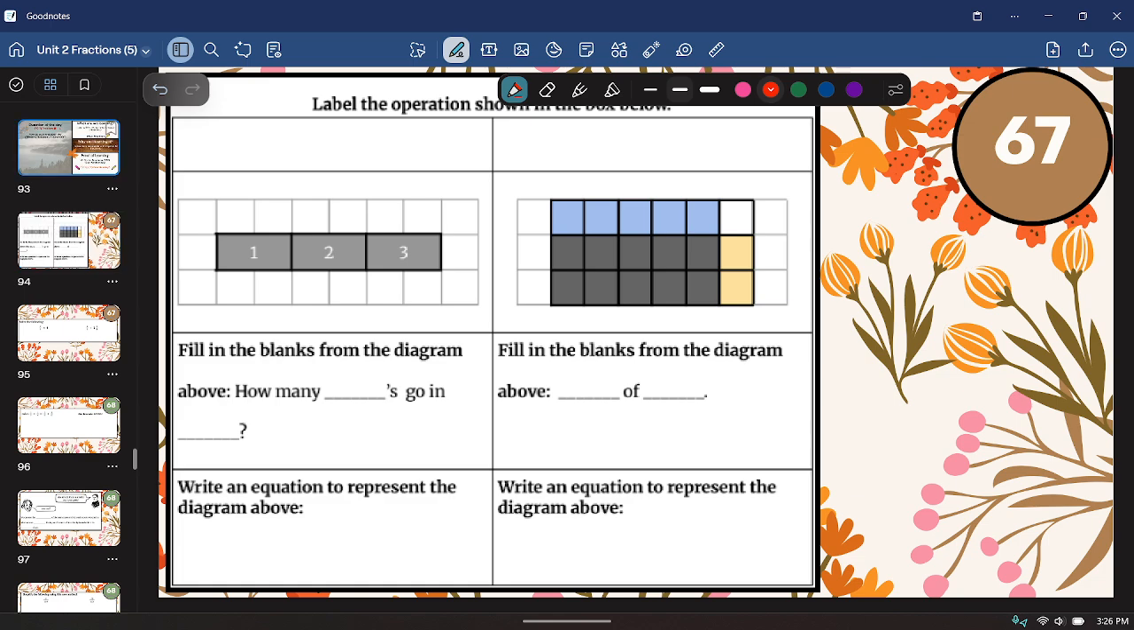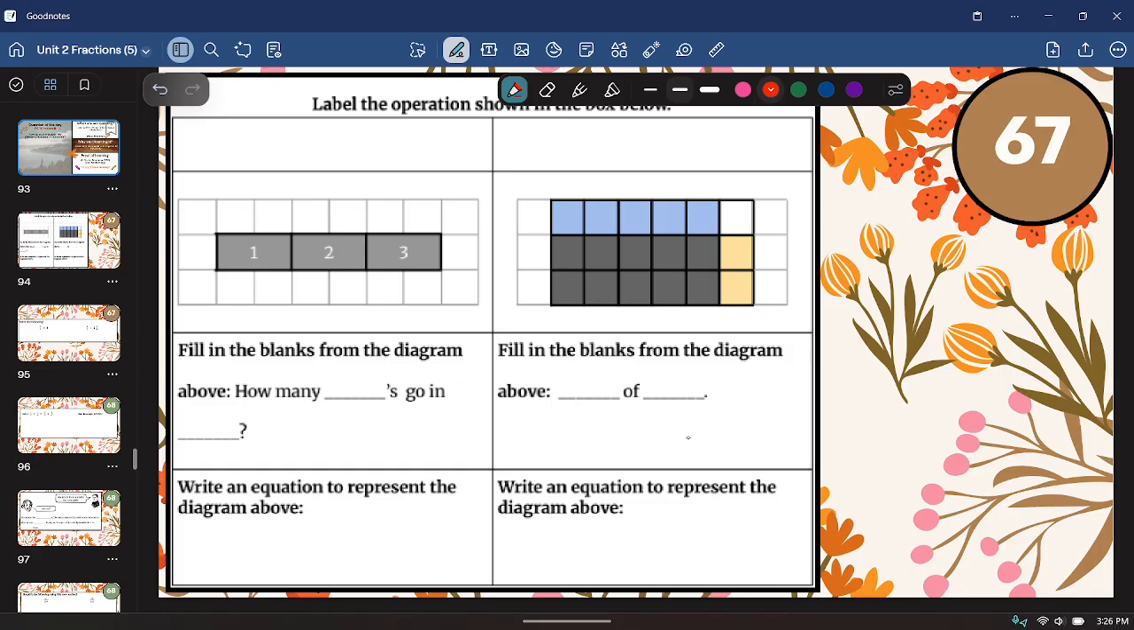All right, open up page 6-7. And we have two models right at the top of it. These are how we learned how to divide and multiply fractions. So we're just going to review that really quick, and then we'll get into more review. That's essentially all this lesson is going to be.